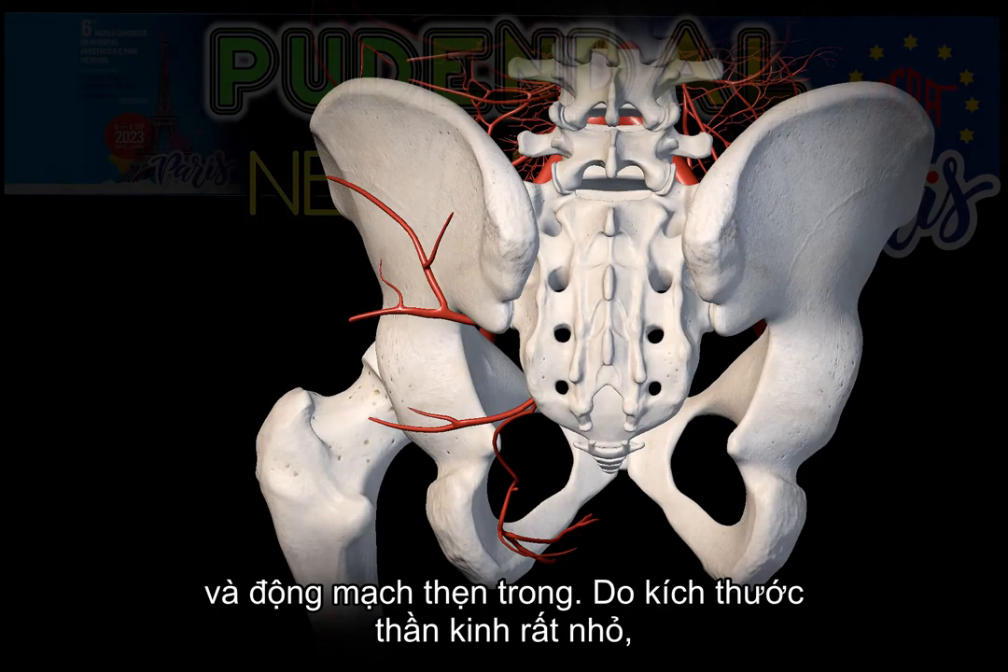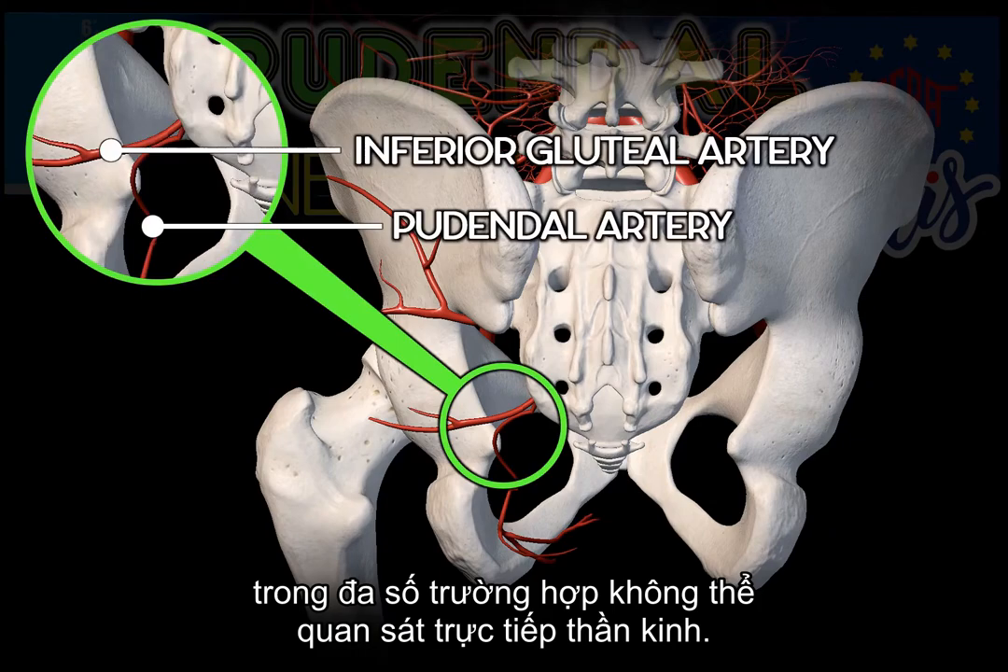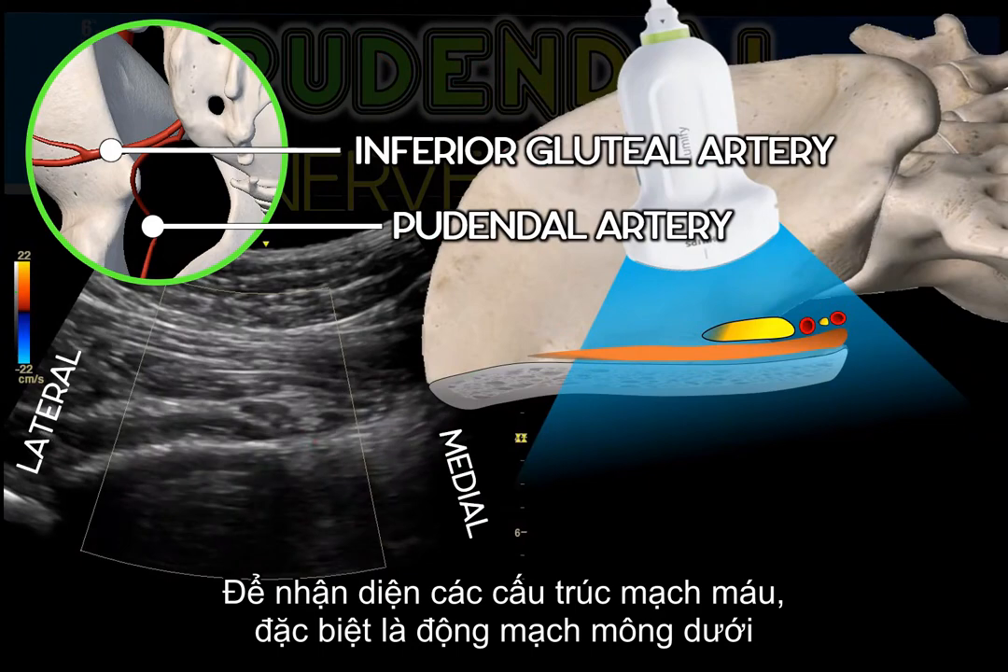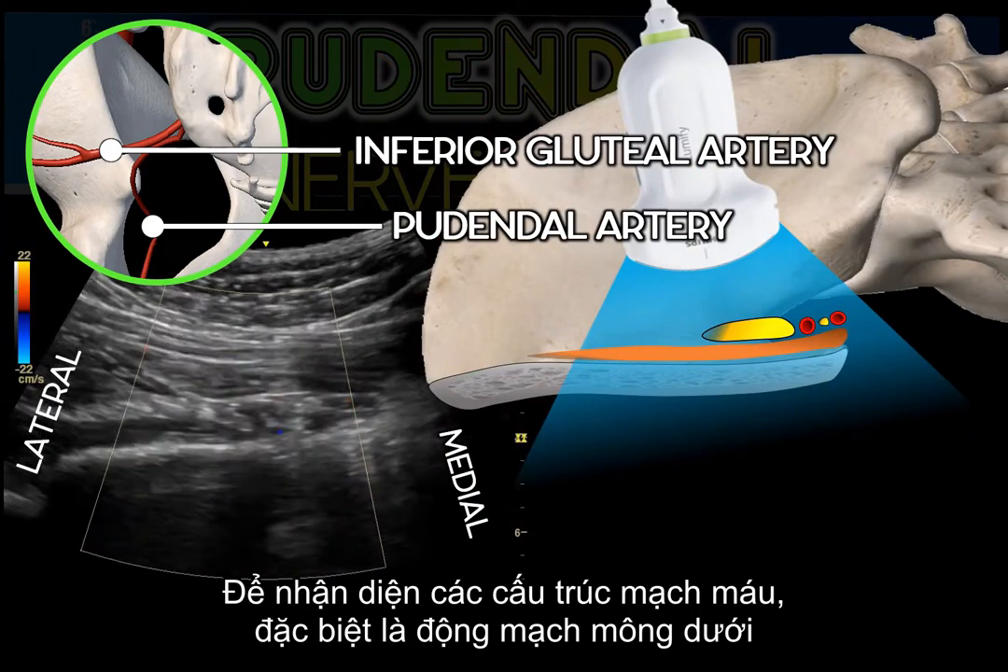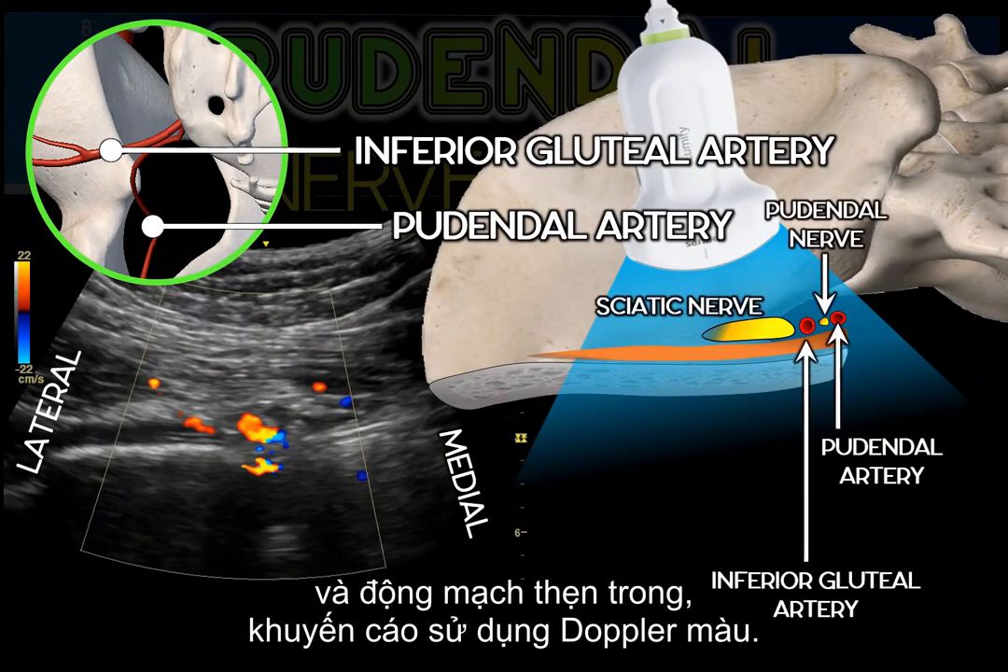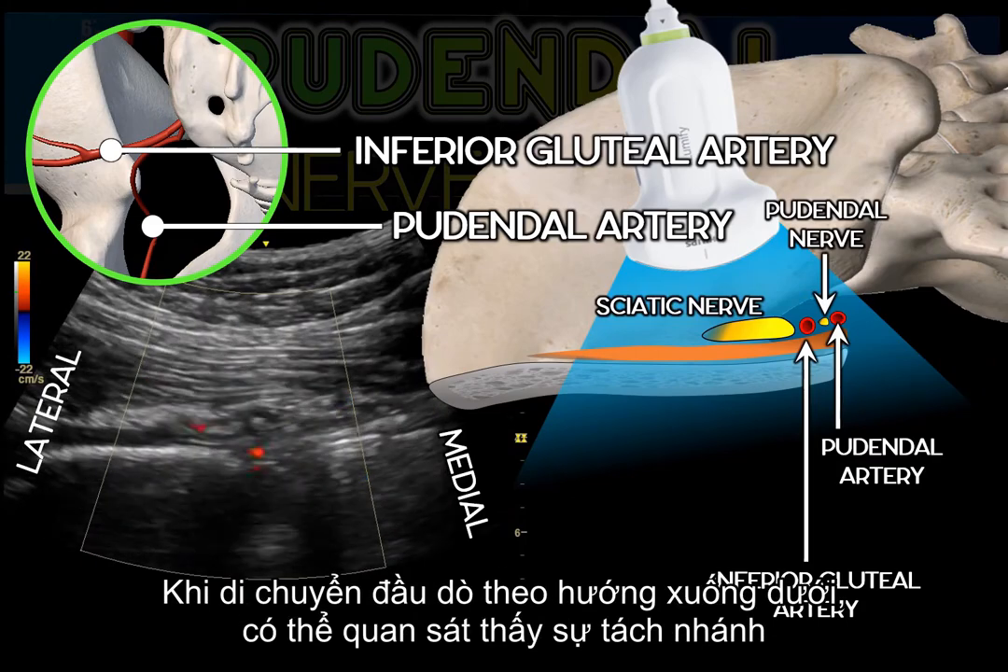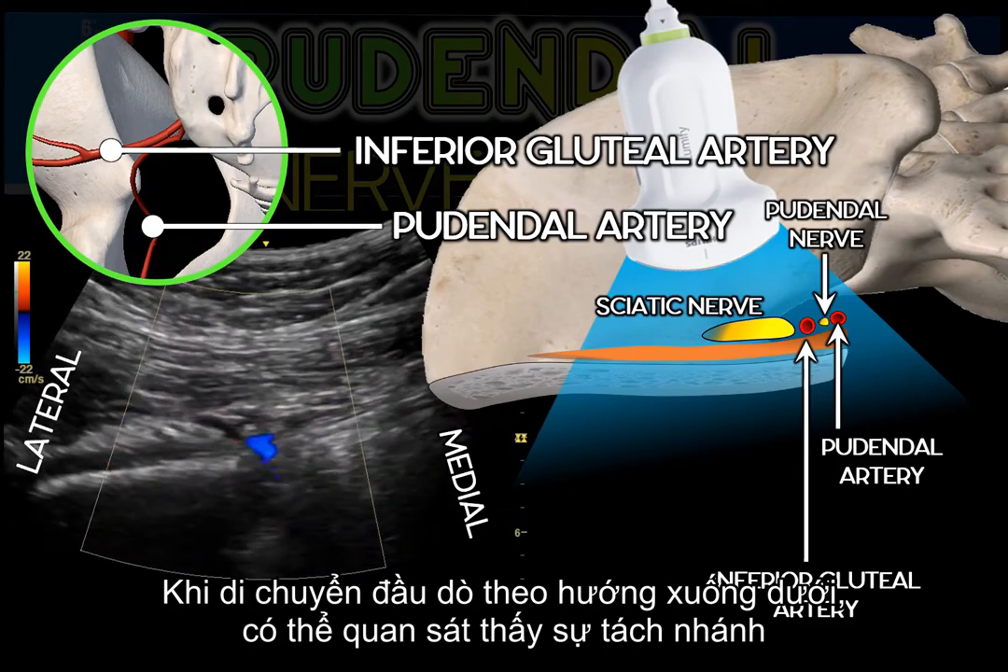For this, we will help ourselves from the pulse of the inferior gluteal and internal pudendal artery. Given the reduced size of the nerve, it is not possible to identify it on most occasions. To identify vascular structures, specifically the inferior gluteal and the internal pudendal arteries, color Doppler imaging is recommended.